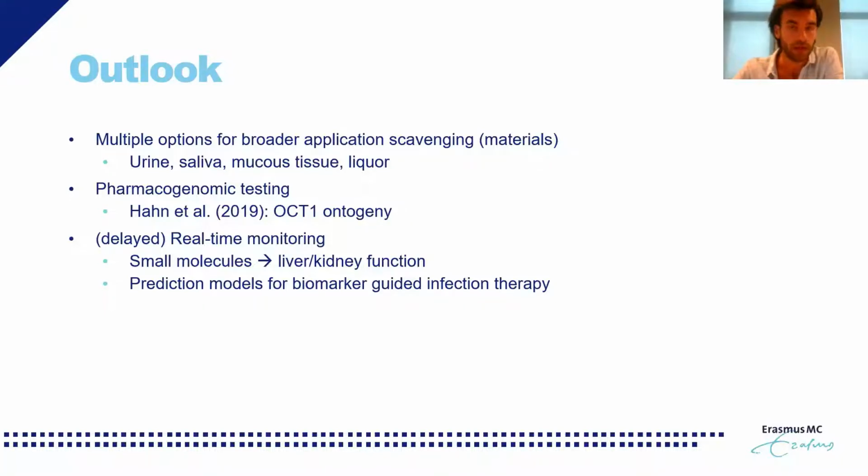If you really look at the future, you might be able to establish a delayed real time due to scavenged sampling. Delayed because you're not measuring in real time, but it could give you a really good sense of the concentration time curve for certain drugs or biomarkers, which are really essential for disease progression or circadian rhythm or anything like that. And then you might be able to use prediction models for biomarker-guided infection therapy.